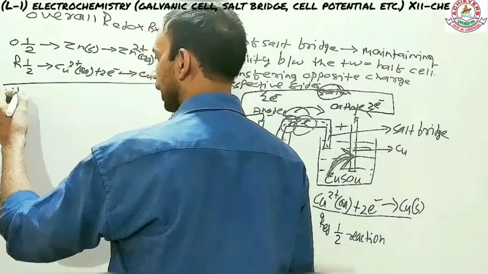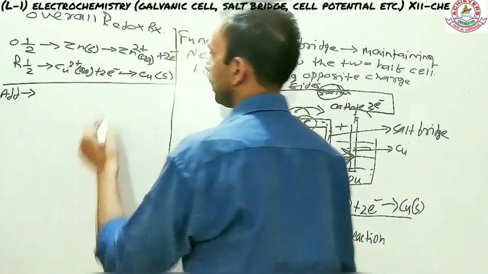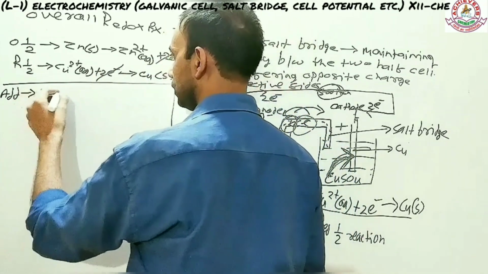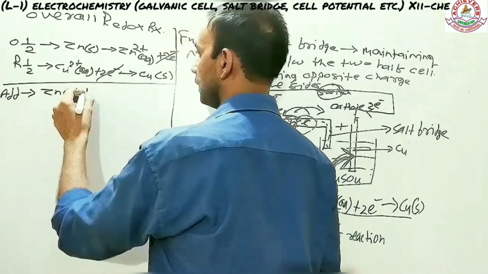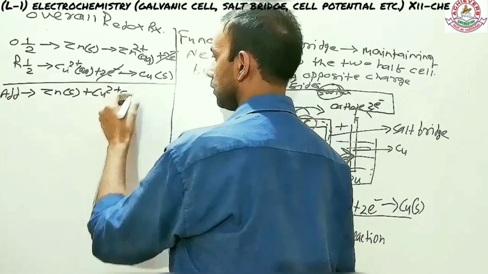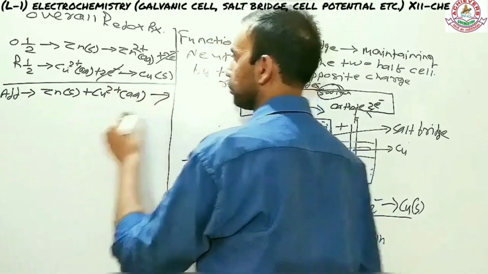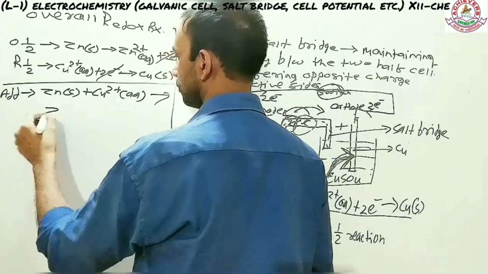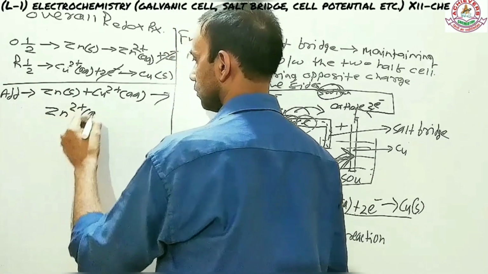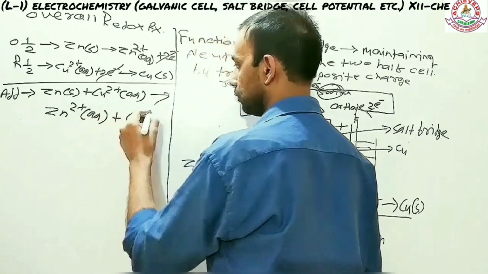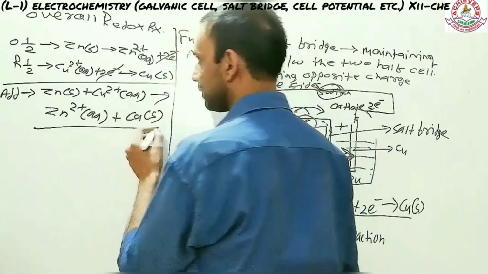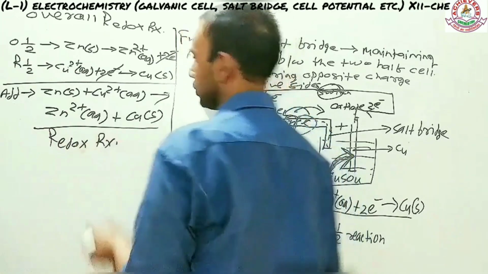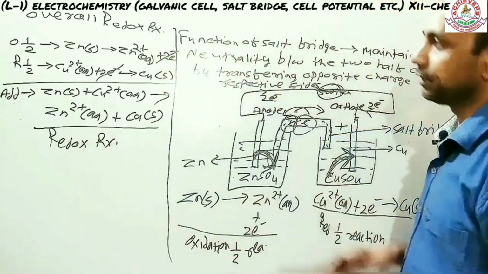you just have to add them. So if you add them, what happens? The electrons are going to be cancelled out. So what remains is zinc solid plus Cu2+ aqueous, and the products are Zn2+ aqueous plus Cu solid, and this is called the overall redox reaction. So I hope you have understood how a redox reaction is prepared using the half reactions. You just have to add them, right?